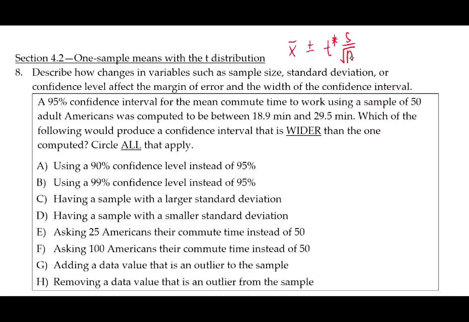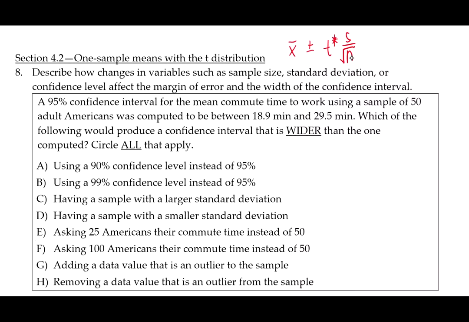So that margin of error is larger if t star is larger. That happens if we have higher confidence. So the more confident you want to be, the wider the interval needs to be. This makes sense because if we want to be more confident of capturing the parameter, we should include more likely values for it. S also affects the margin of error. If it is larger, the margin of error is also larger. This also makes sense because if there's more variability in the data, then there should be more variability or larger spread in the confidence interval.